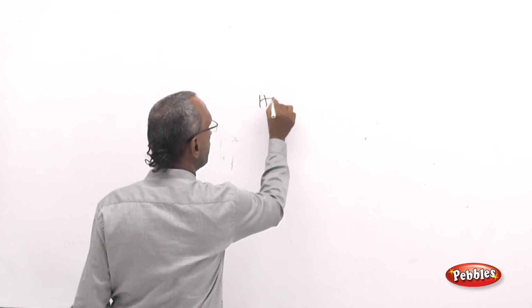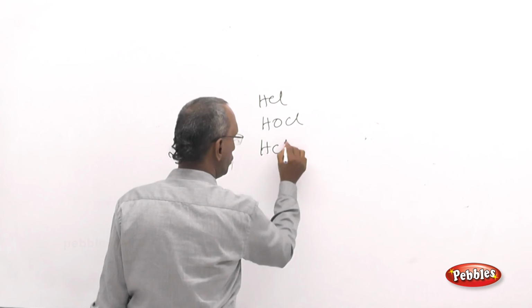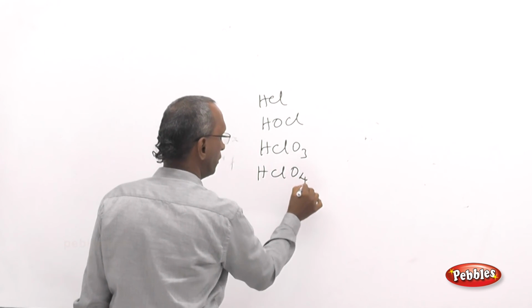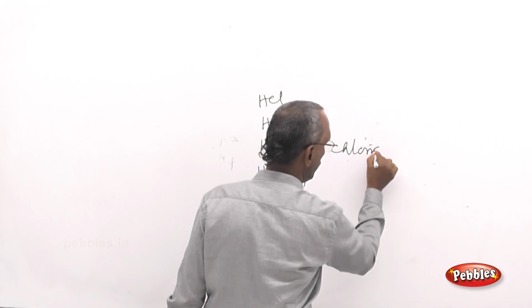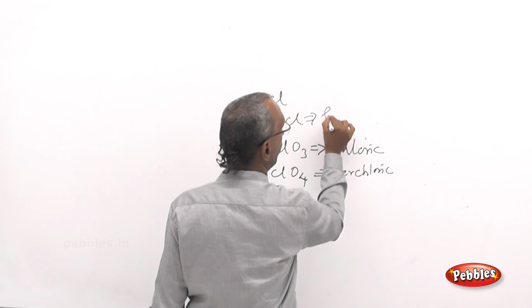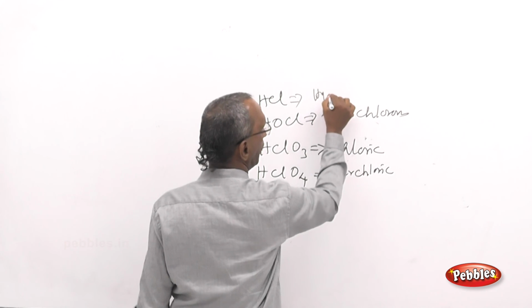The nature of oxides of any element depends upon the electronegativity. Fluorine and the halogens are highly electronegative. Their compounds are called oxyacids. What is meant by the HCl formula? Hydrochloric acid. HOCl, hypochlorous acid. HClO3 and HClO4 are chloric and perchloric acids. You have to be careful about the spelling. This one is perchloric acid, this is hypochlorous acid, and this one is hydrochloric acid. All are acids.